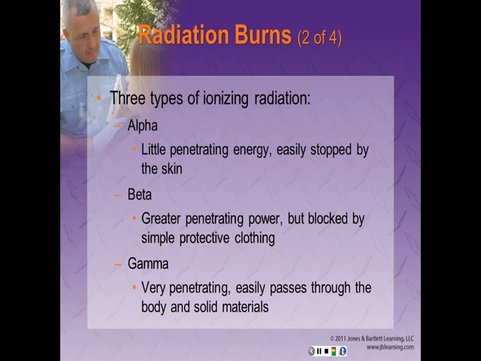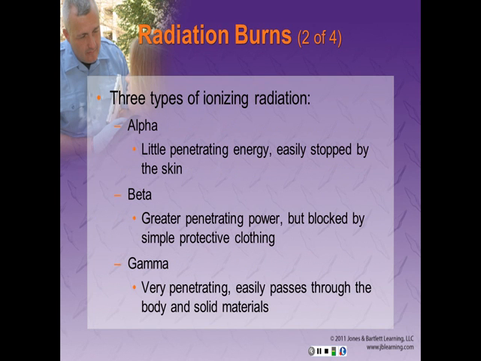There are 3 types of ionizing radiation: alpha, beta, and gamma. Alpha particles have little penetrating energy and are easily stopped by the skin. Beta particles have greater penetrating power and can travel much further in air than alpha, and they can penetrate the skin but can be blocked by simple protective clothing designed for this purpose.